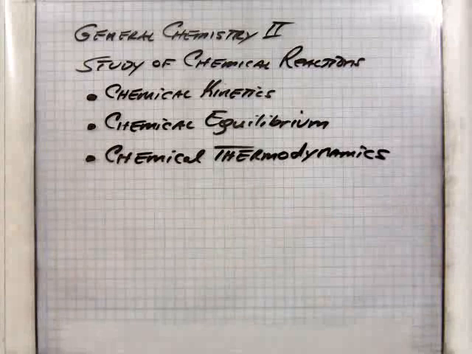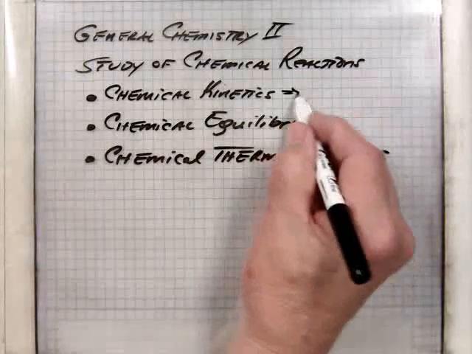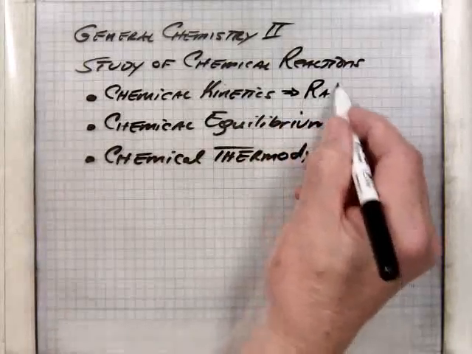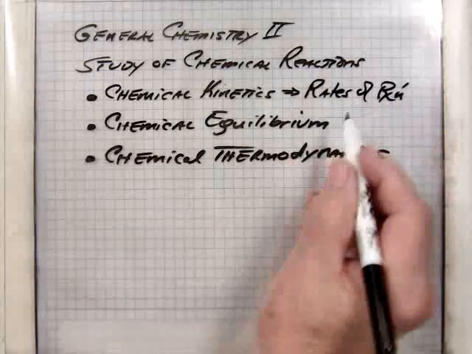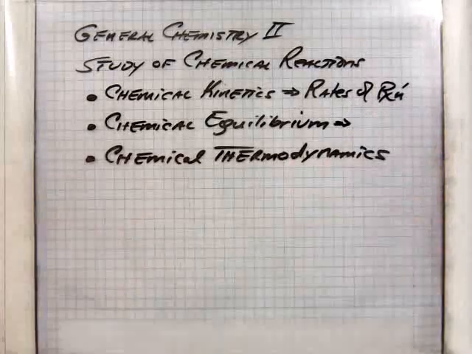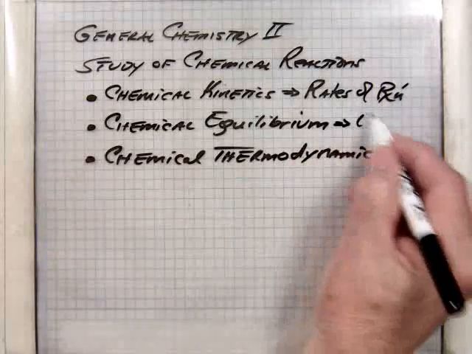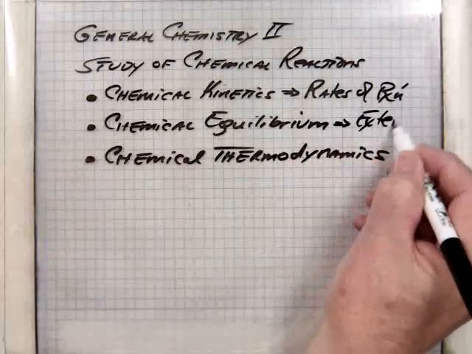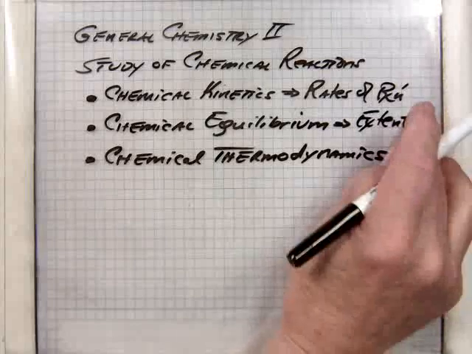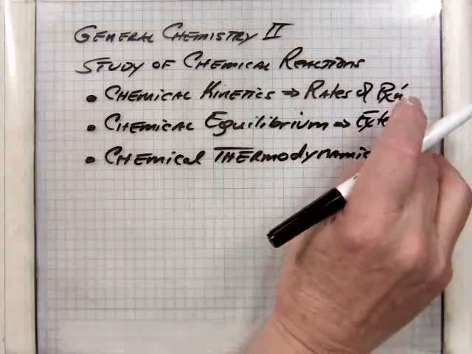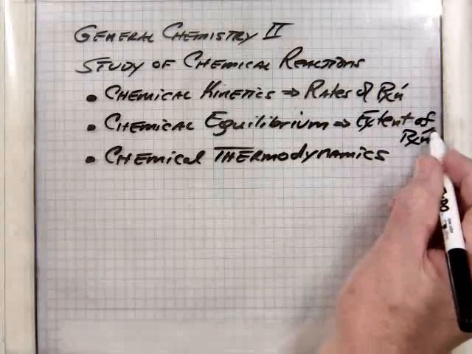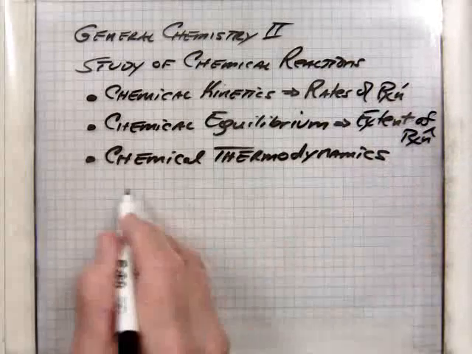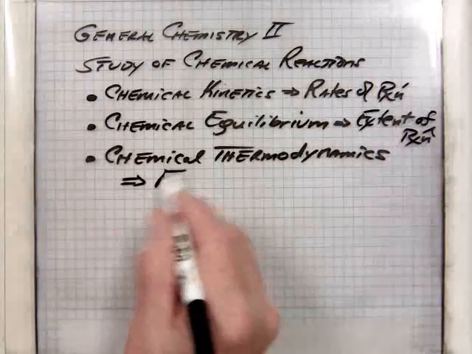Chemical kinetics is the study of rates of reaction. Chemical equilibrium is essentially extent of reaction. And thermodynamics is the feasibility of a reaction.